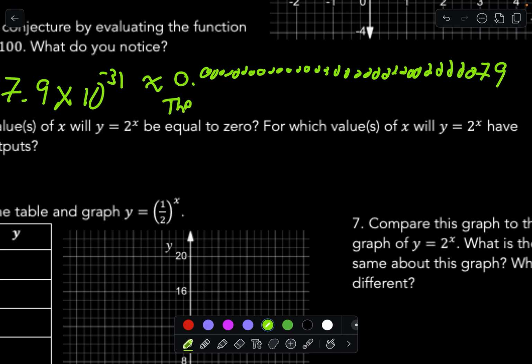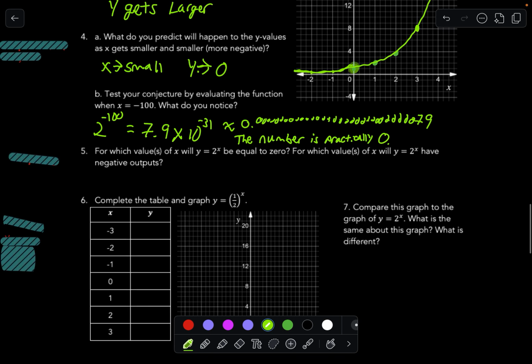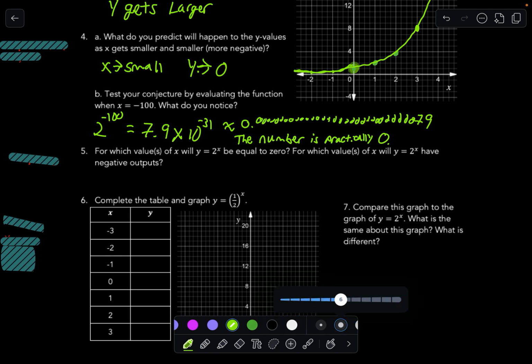The number is practically 0. And we call that the asymptote because the graph will keep getting closer to that 0 number but never touch it. So we would say that y equals 0 is an asymptote.